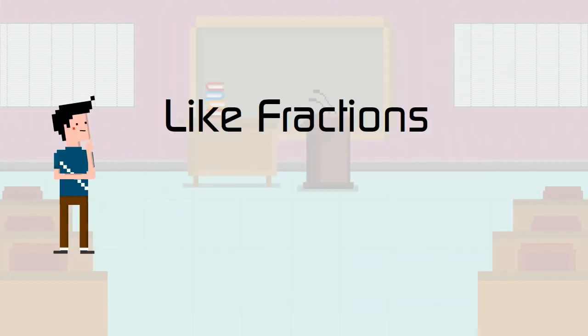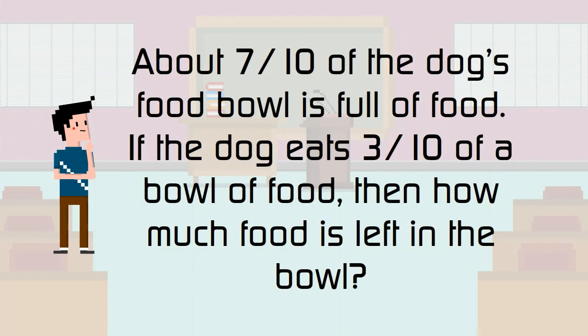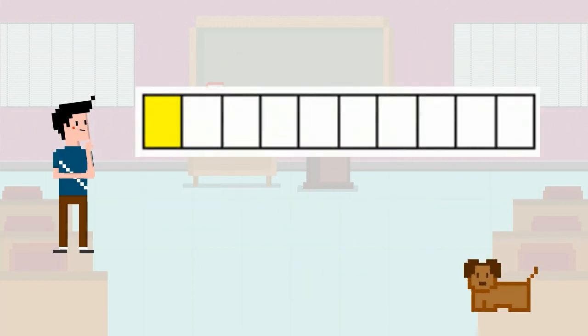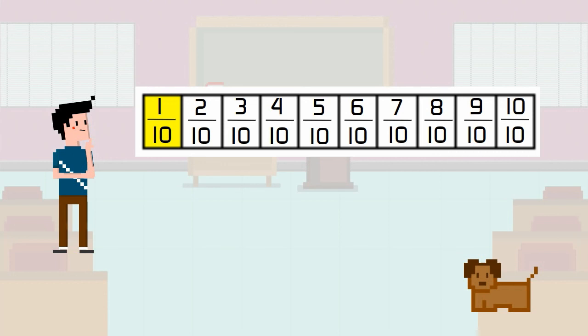But first, let's look at like fractions, or fractions with the same denominator. About 7/10 of the dog's food bowl is full of food. If the dog eats 3/10 of a bowl of food, then how much food is left in the bowl? We will use this model to show 10 equal parts. Each shaded area will represent 1/10 of the whole.